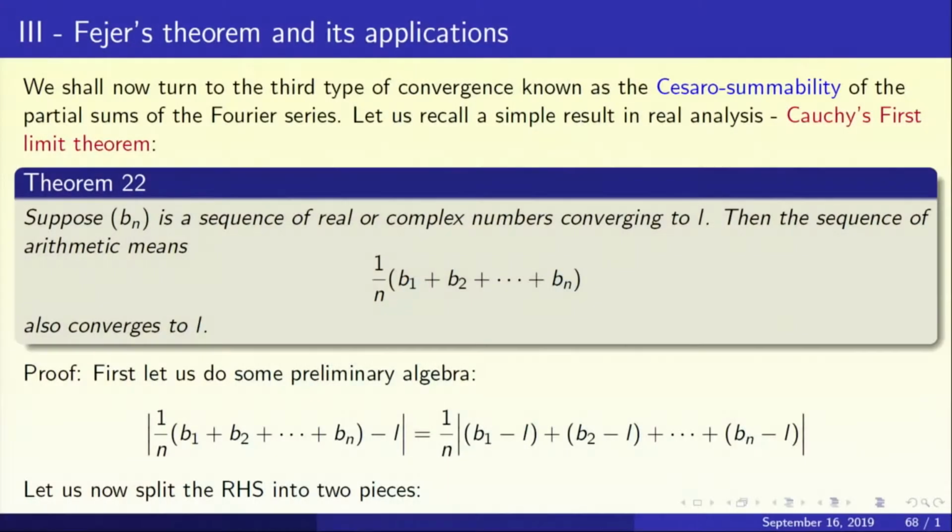You have probably seen this in your undergraduate courses, but nevertheless, let us quickly recapitulate this result. This result is called Cauchy's first limit theorem. What does Cauchy's first limit theorem say? Let us look at theorem 22 on the slide. Suppose b_n is a sequence of real or complex numbers converging to L, then the sequence of arithmetic means 1 upon n times (b1 plus b2 plus etc. plus bn) converges to L again.